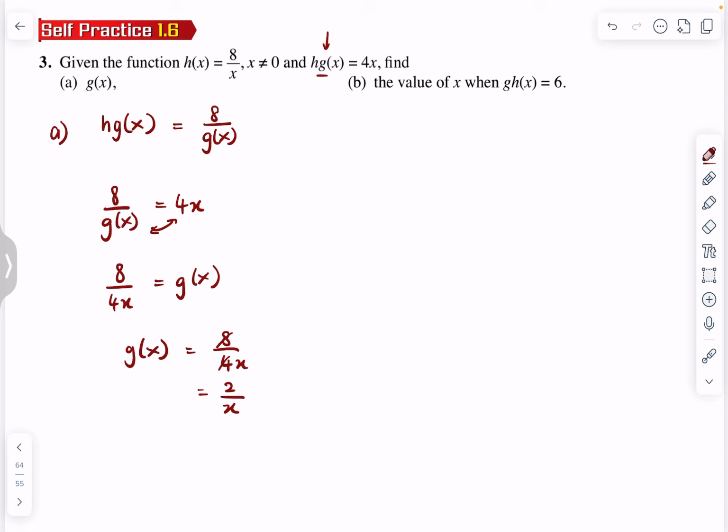Okay, but whenever you have x in your denominator, you must write your condition. So your denominator cannot be 0. Therefore, x cannot be 0. So this is g(x).